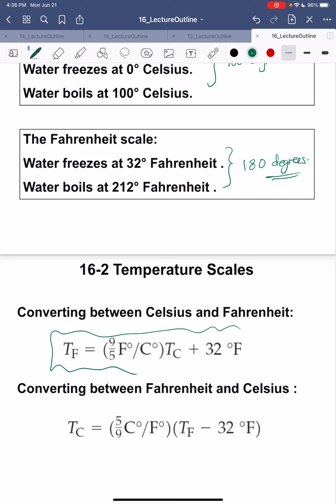We're going to say the Fahrenheit is going to be 9/5 times TC plus 32. I don't usually use more than one equation. The other one is derived from this one, so it's enough to use this equation here. If I have the Fahrenheit, I will put in the Fahrenheit number and get the Celsius. And if I have the Celsius, I'm going to get the Fahrenheit.